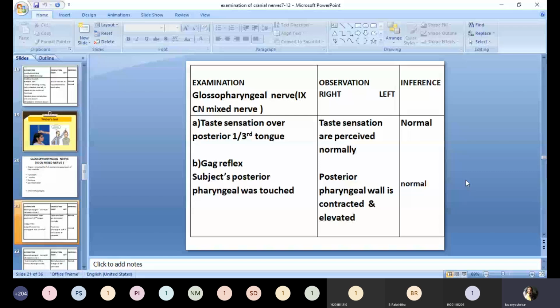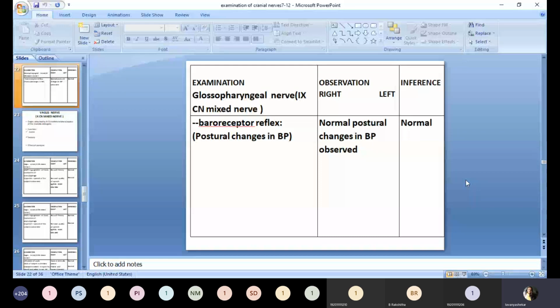Also the baroreceptor reflex, wherein you are going to check for the postural changes in BP. So you know how the BP varies in different postures. So that will be observed.